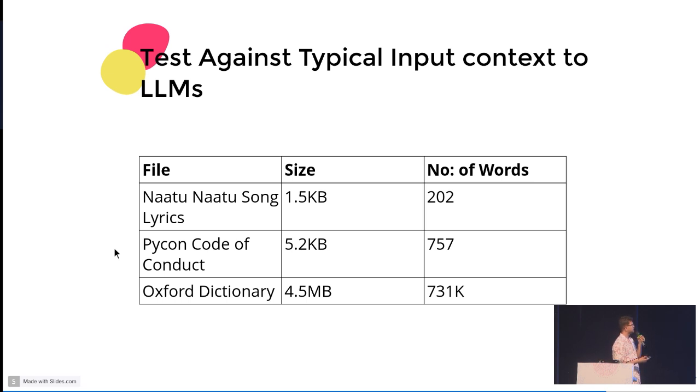Okay. So I've experimented with three different files. One is the Naatu Naatu song lyrics, the other is the Python code of conduct, and the last one is a very huge file, which is the Oxford Dictionary. On the right, in the third column, you can see the size, so any human can understand the quantum of size we are dealing with. The first two are relatively fine, but the third one is huge.